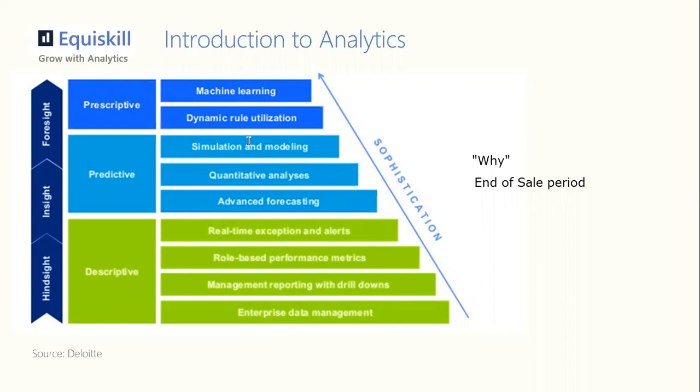Now, as you see here, we're going beyond what happened in the past. What happened in the past was descriptive analytics: the sales went down by 5%. But we're moving beyond that, and we're moving to why it happened. And we've uncovered the fact, for example, that it happened because of a sale period ending. Now, this would be insight. And therefore, you see on the left-hand side of predictive is insight.